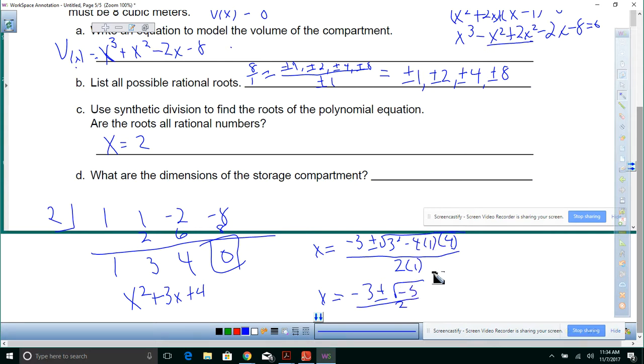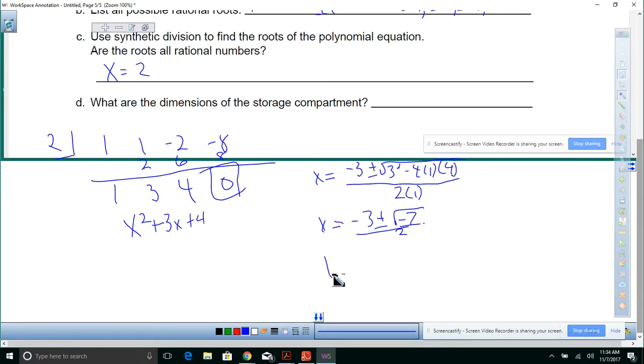Well, 9 minus 16 is negative 7. All right, so my roots are going to be x equals -3 plus or minus i times the square root of 7 over 2. So x equals -3 plus or minus i times the square root of 7 over 2.